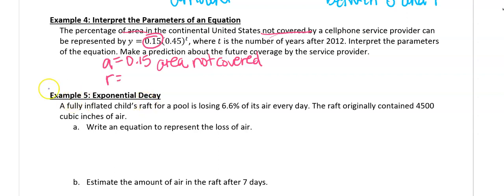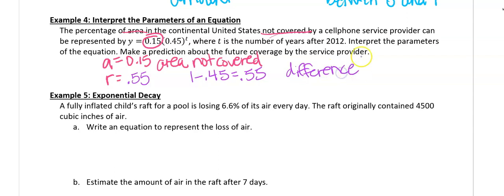Now, what is our R? Okay, this one's a little bit different. There's no 1 plus there. We can't easily interpret it. Our rate is actually the difference from 1. So our rate is actually 0.55. So it is 1 minus that 45 cents, which is 55 cents. So remember, it is always the difference from 1.